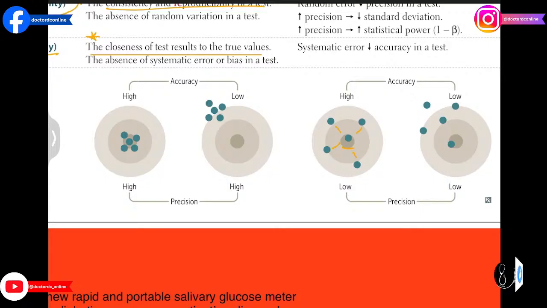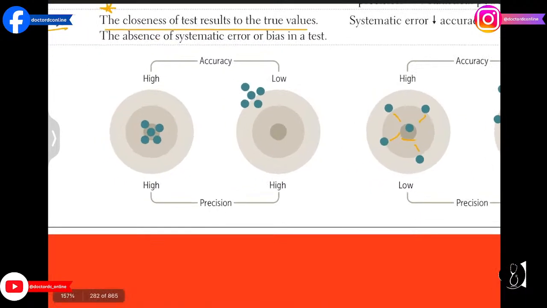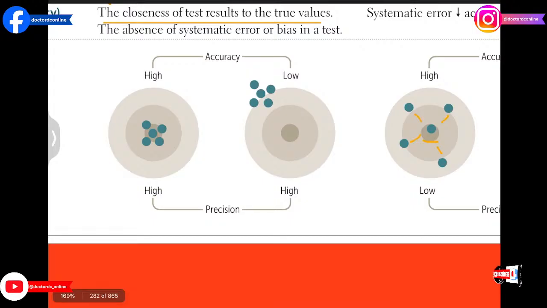Okay, let's try this again with a new handful of darts. You were listening to me and decided, hey, I'm going to make sure I have less variation in my shots. So now your darts are highly clustered, but in the wrong spot. This is high precision, very little variation, but low accuracy because you didn't really hit your target. Actually, you didn't even come close.